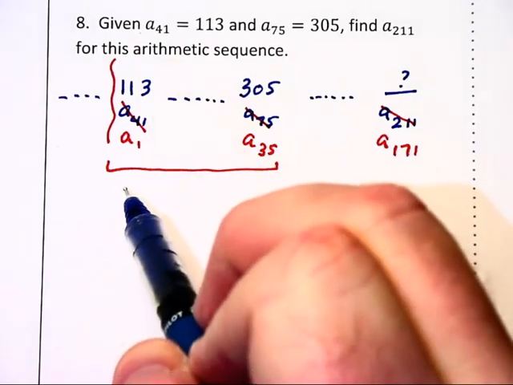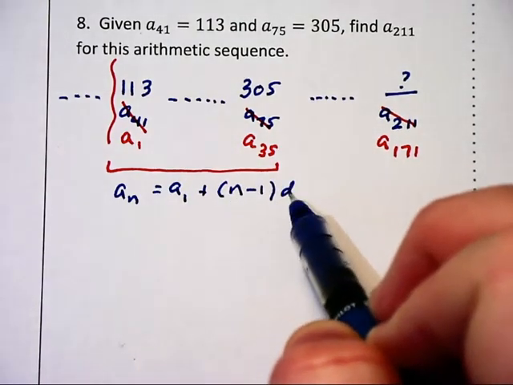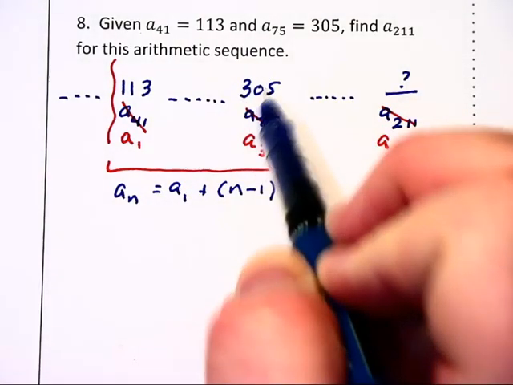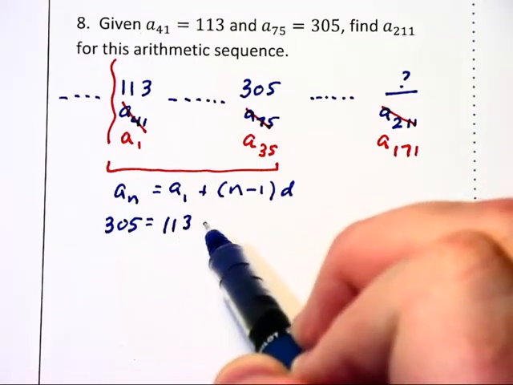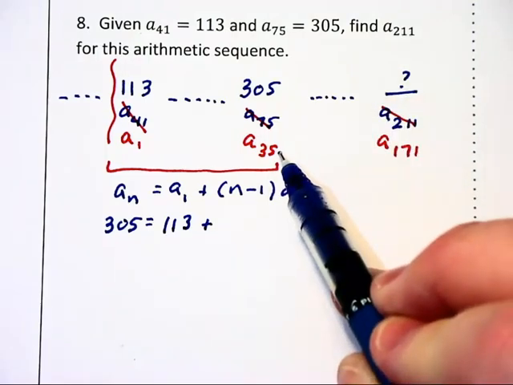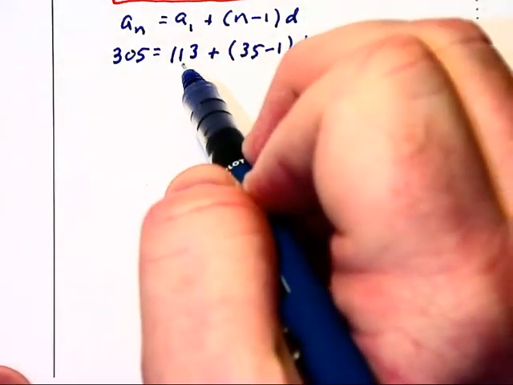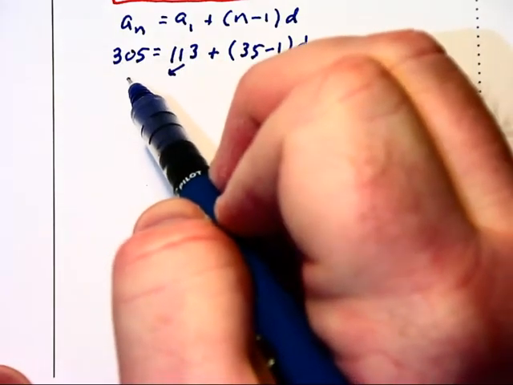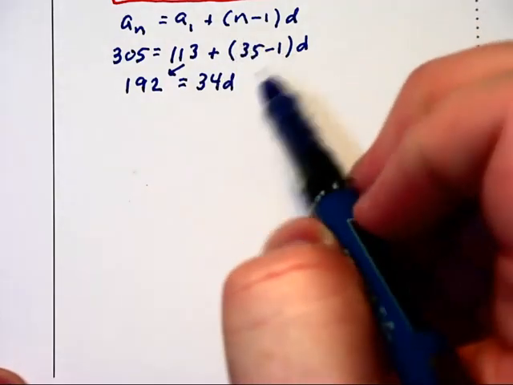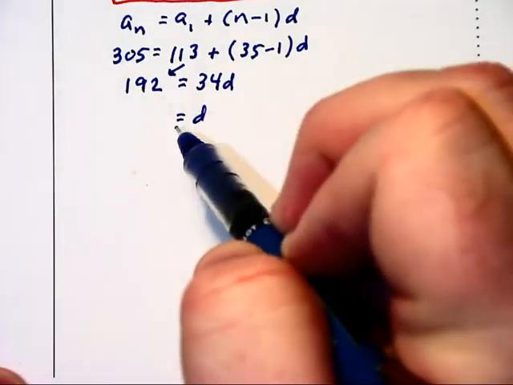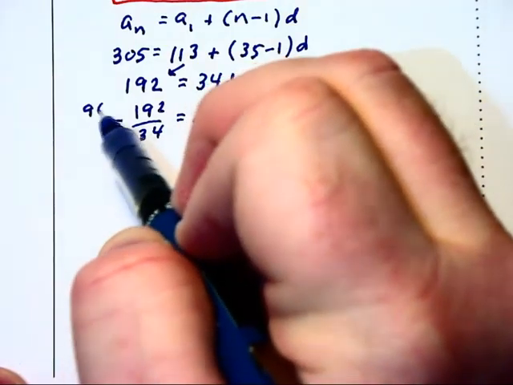Let's write our formula for the nth term. A sub n is equal to a1 plus n minus 1 d. And our an for this purpose will be 305. So 305 will equal the first term, 113, plus, well, n is 35, so 35 minus 1 times d. Subtracting 113 off of each side, we find the left side is 192, and this will equal 34d. Dividing each side by 34, we find out that d is equal to 192 over 34, which reduces to 96 over 17.